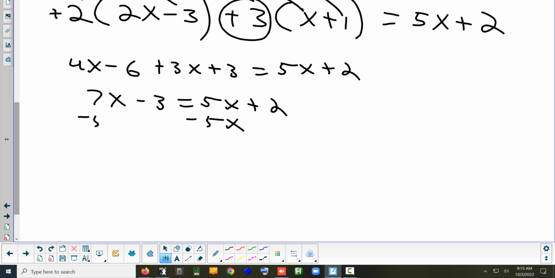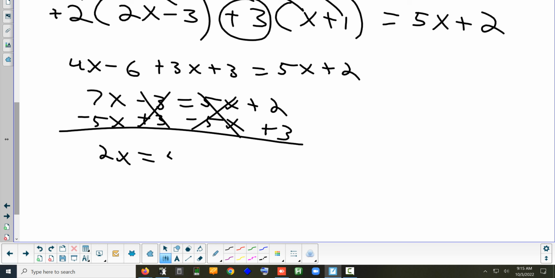Okay, so let's do that on both sides. And what else could I do at the same time? You could subtract 2 from 3. I could, but we want to put those numbers on the other side. Or add 3 to 2. Yeah, let's add 3 to both sides. So that gives me 2x equals 5.